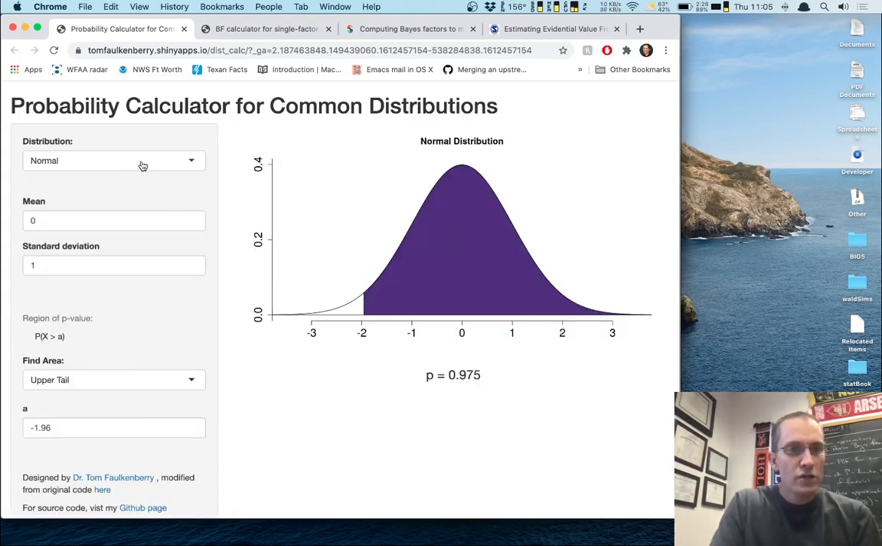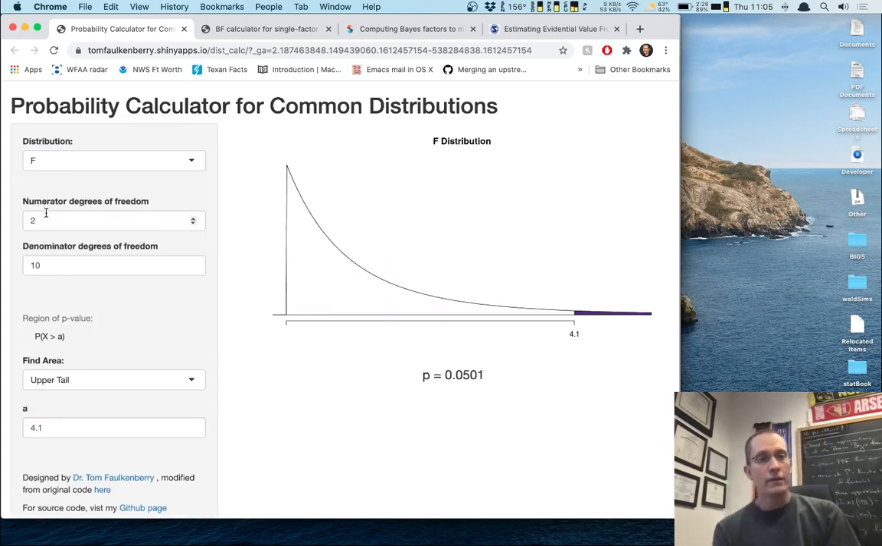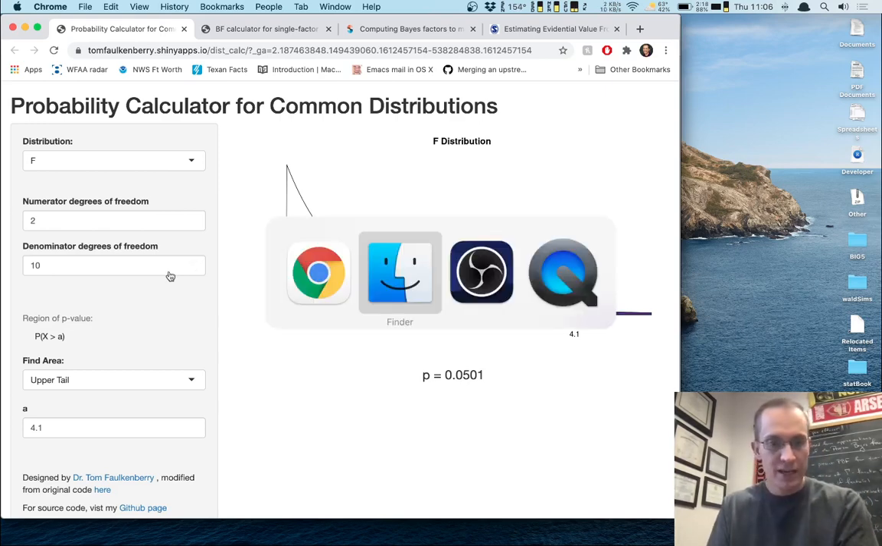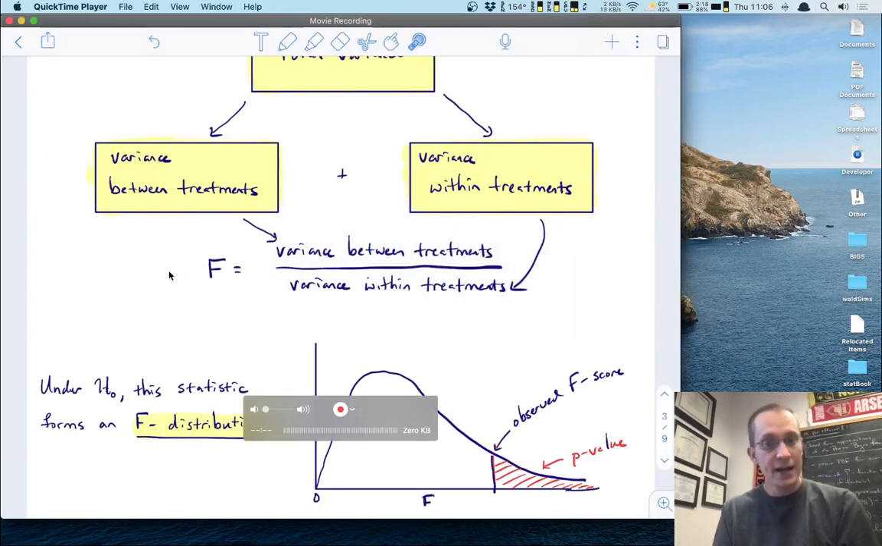So you might remember we've used the normal and the t distribution, but we haven't so far used the F distribution. Now if we click on that, we get that, and you get this skewed distribution. So we'll come back to that and actually compute something with it very soon. But just know we have a tool for computing p-values in these designs.